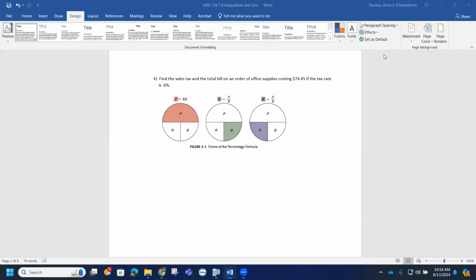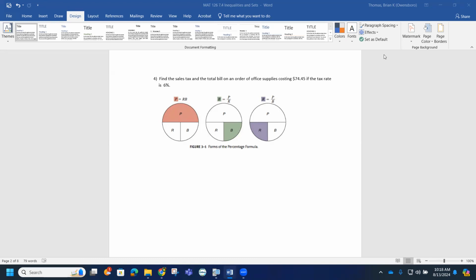So again, this comes back in chapter 1, section 3. In our homework, this is question number 4. Finding the sales tax and the total bill on an order of office supplies costing $74.45 if the tax rate is 6%.